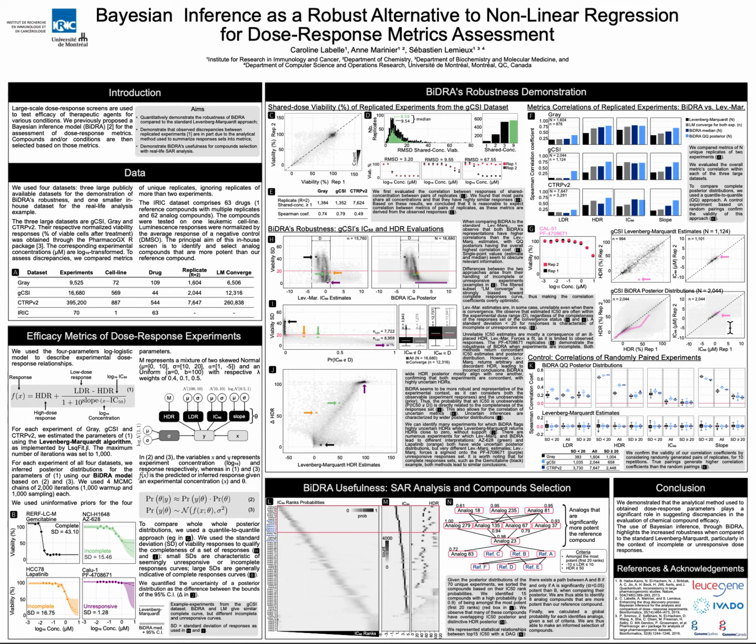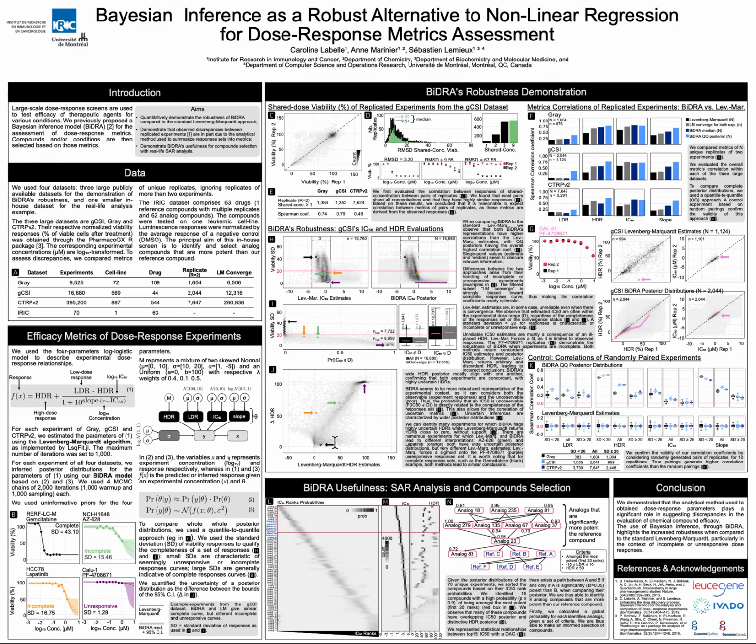BIDRA's wide HDR posteriors mostly align with one another, confirming that both experiments are concordant with highly uncertain posterior distributions. BIDRA seems to be more robust and representative of the experimental context, as it can consider both the observable, experimental responses, and the unobservable through the use of prior distributions. Thus, the probability that an IC50 is unobservable, shown here, is directly related to the completeness of the response set. This also allows for the correlation of uncertainty metrics, as demonstrated here.